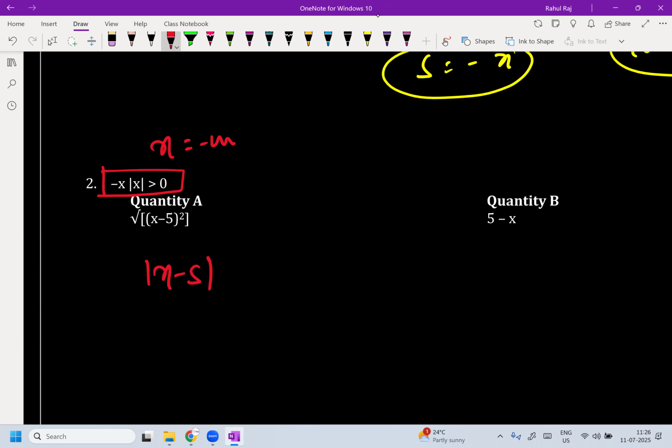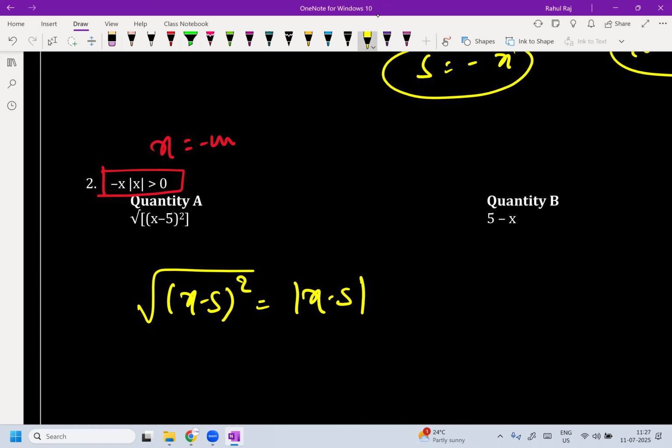Can you repeat what you said? What is quantity A? It's the root of (x minus 5) whole square. So it will be mod of x minus 5 only, no? Any variable coming out of a root should come out in the form of mod. Agreed? Positive x minus 5. No, mod of x minus 5.